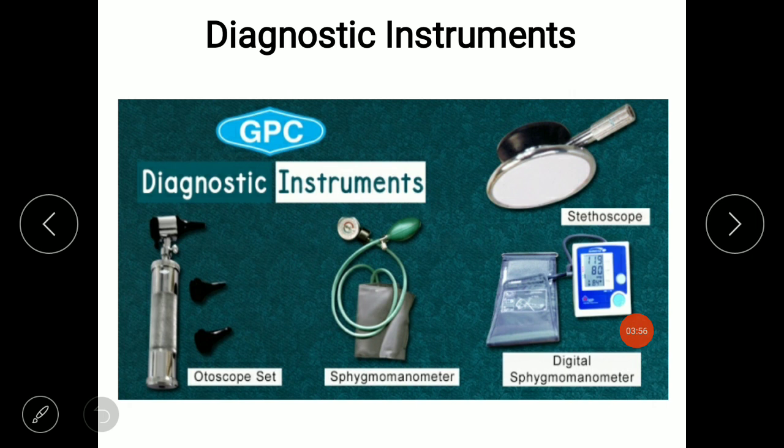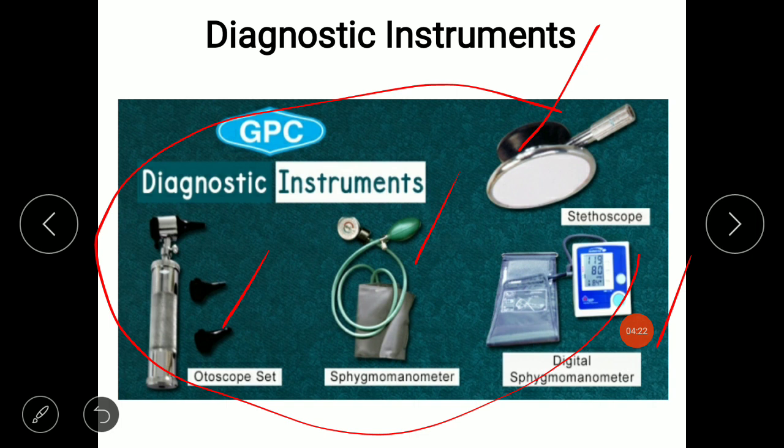As you can see, we have the sphygmomanometer for measuring blood pressure. You might have come across this sphygmomanometer. Then we have the stethoscope, which you all have seen. Then we have the digital sphygmomanometer. Then we have the otoscope set. These are instruments that are used just for diagnosis purposes, for diagnosing the disease only. Those are diagnostic instruments. Obviously these are biomedical instruments too. Biomedical instruments comprise diagnostic instruments as well as therapeutic instruments.